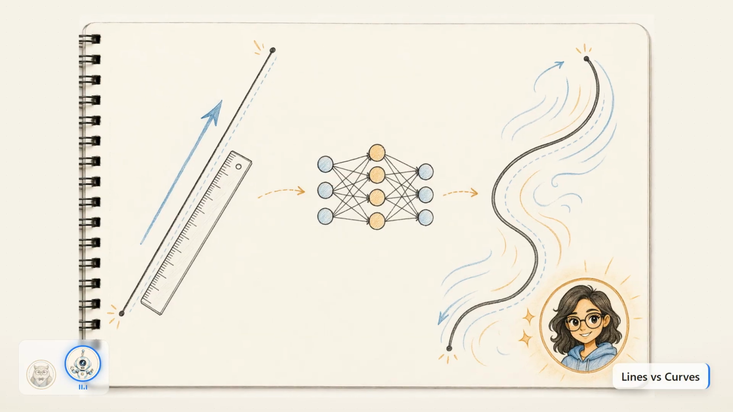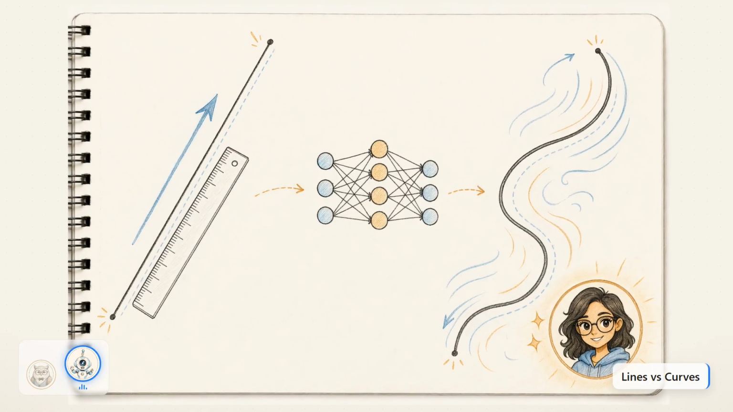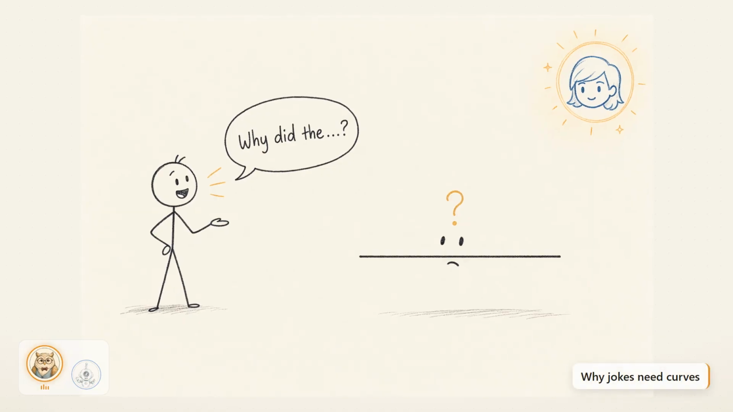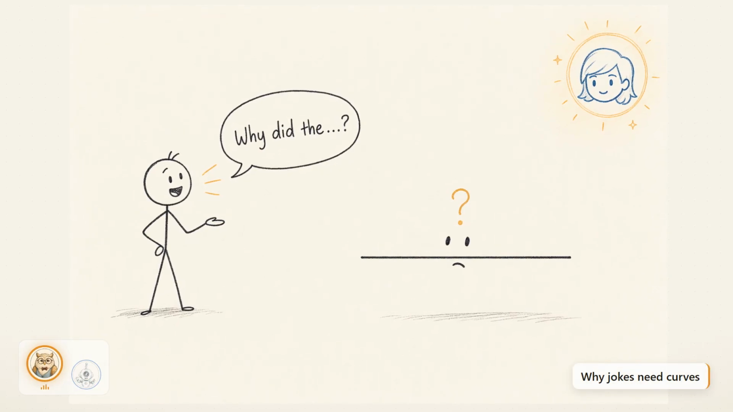Today we go all the way down to the foundation, the actual math under every neural network. Lines, curves, and why a machine needs both to understand you. Here's the promise. In about 5 minutes, you'll know why a stack of straight lines can never understand a joke.